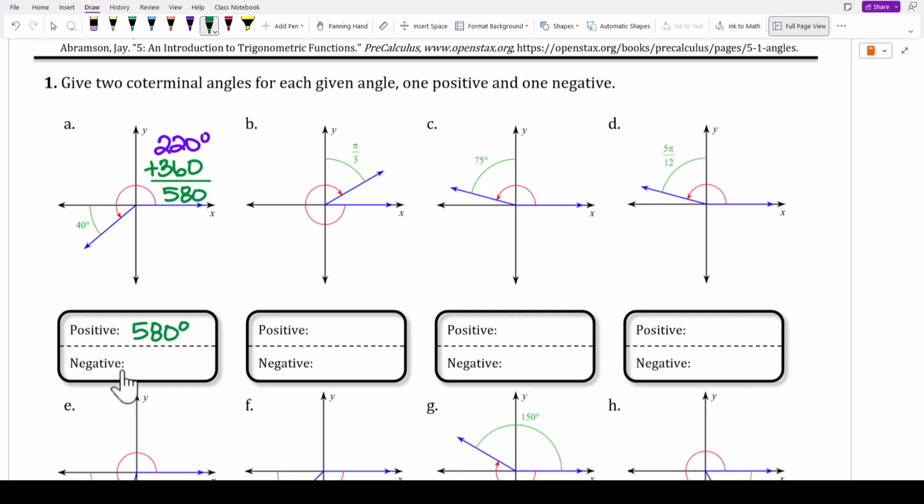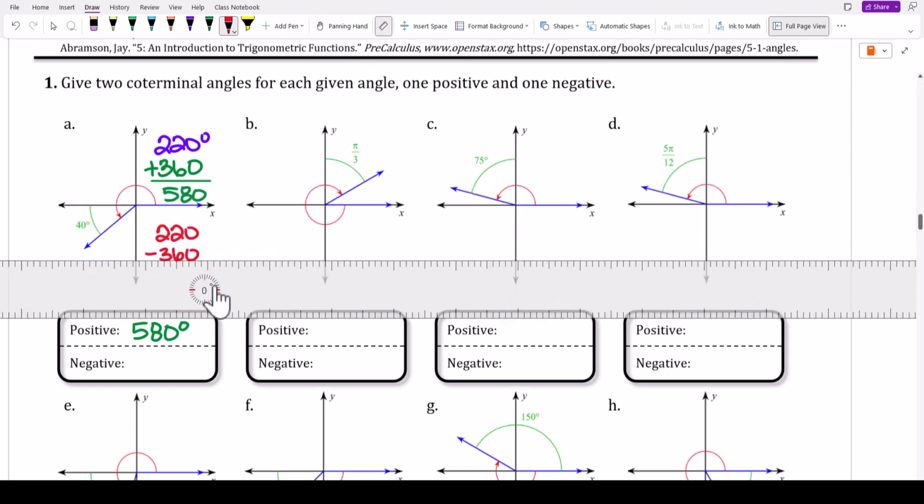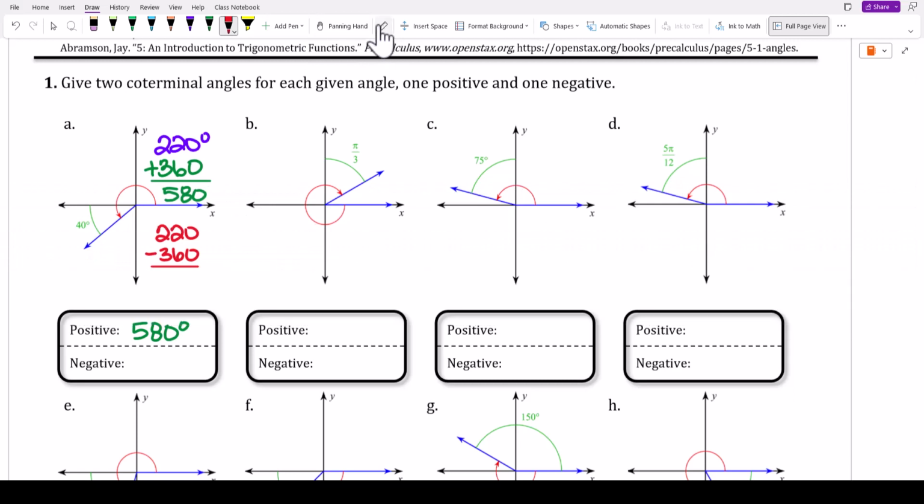Now, I want a negative coterminal angle. So let's take 220 and let's subtract 360. And that should give us negative 140. Here, negative 140. Okay, and that's pretty much it. You're just identifying positive and negative coterminal angles.